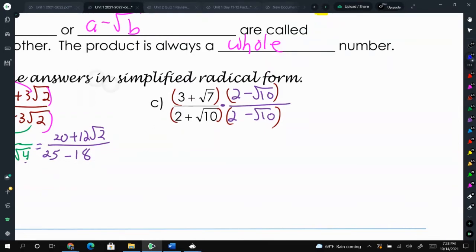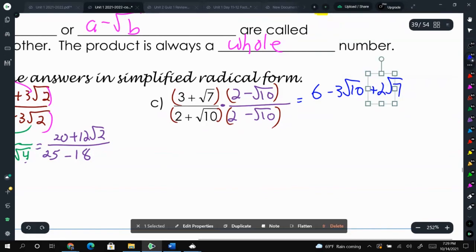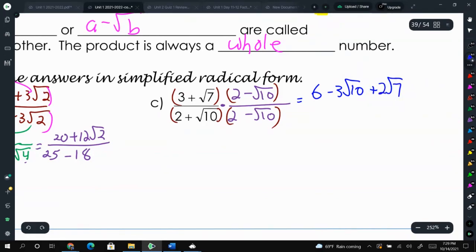So when we multiply this out or FOIL, the top is going to look pretty ugly. So 3 times 2 is 6. 3 times negative square root of 10 is negative 3 times the square root of 10. The square root of 7 times 2 is 2 times the square root of 7. And then lastly, square root of 7 times negative square root of 10 is negative square root of 70. The top looks ugly right now. We'll come back to it in a minute.